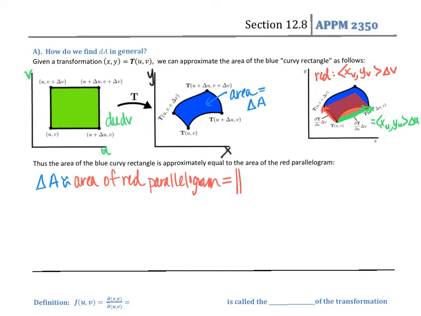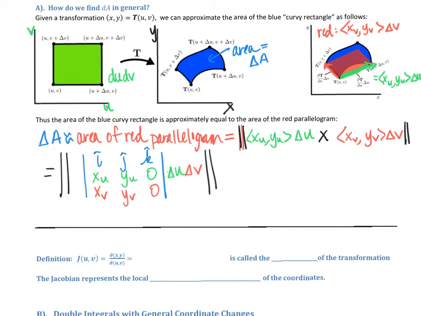Okay, so what we're going to do is find the area of the red parallelogram. If you remember, we can find the area of a parallelogram by taking the magnitude of the cross product between the vectors that span it. So let's take the cross product, and I'll just write it here in terms of a magnitude of a determinant. I factored out the delta U, delta V, since those are just constants. And then I have these double bars. Actually, it doesn't even have to be double bars because it's just a magnitude.